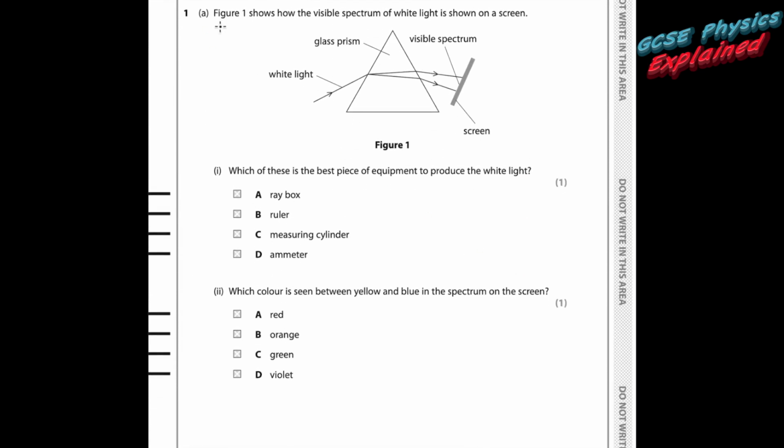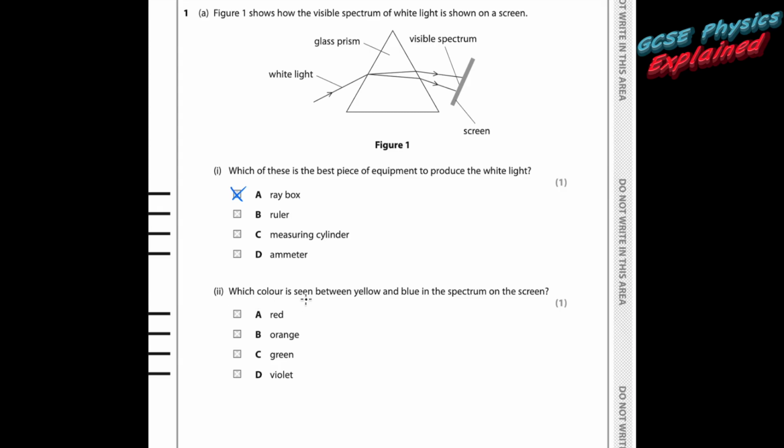Question 1, Part A. Figure 1 shows how the visible spectrum of white light is shown on a screen. Which of these is the best piece of equipment to produce the white light? That'll be a ray box.